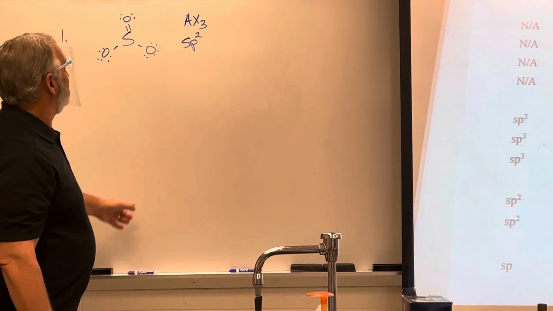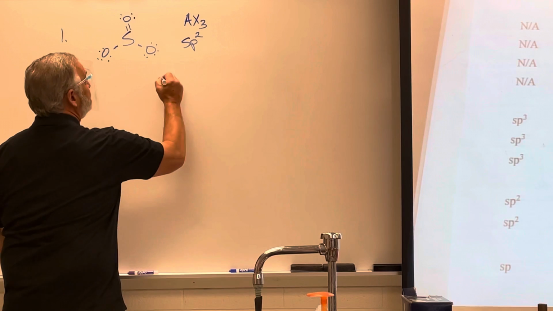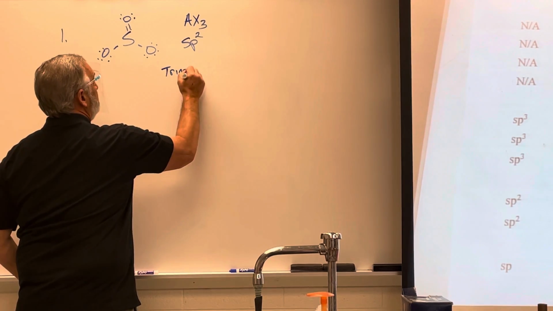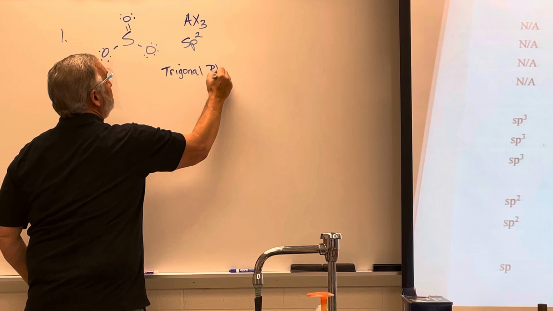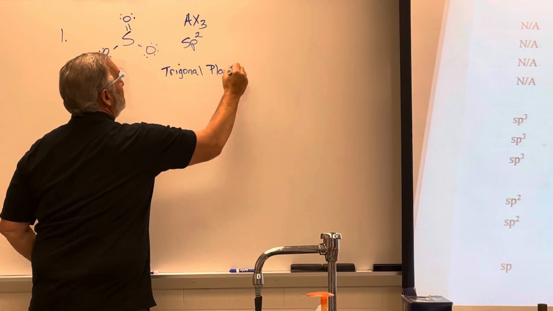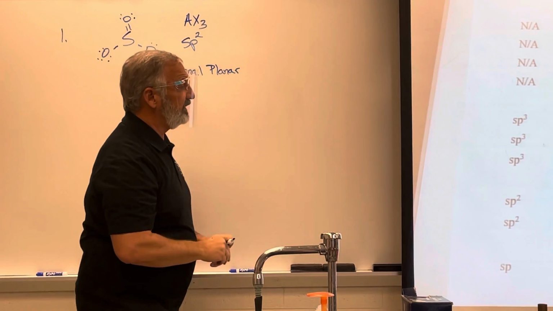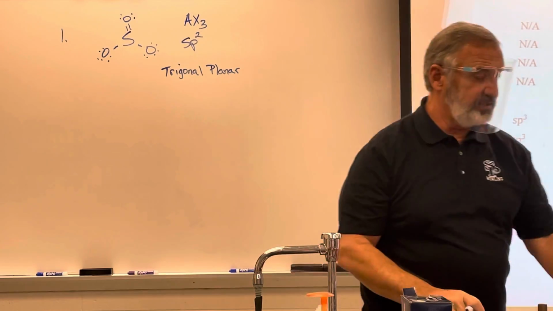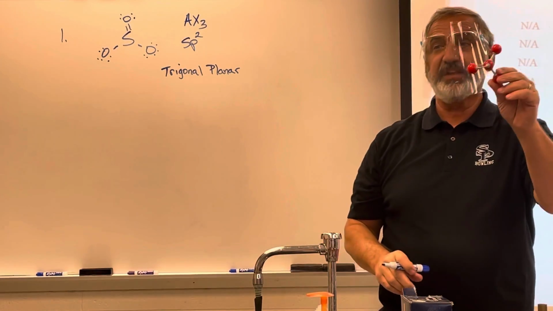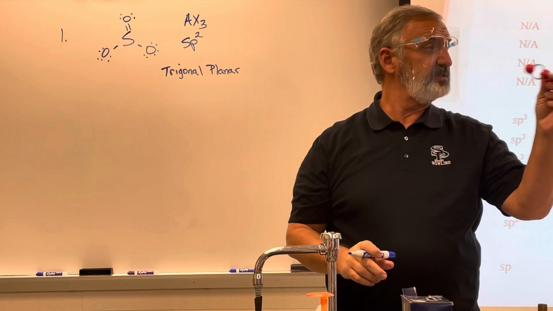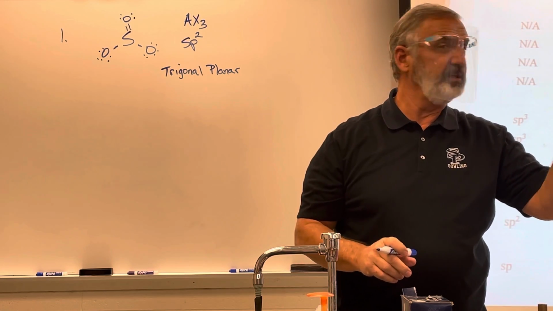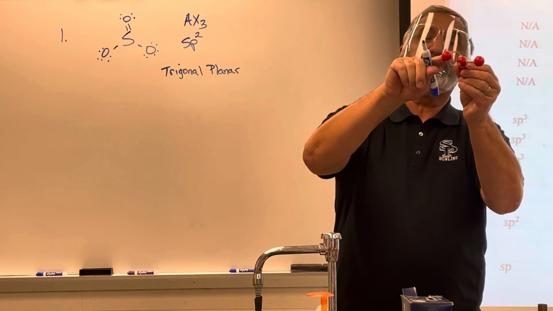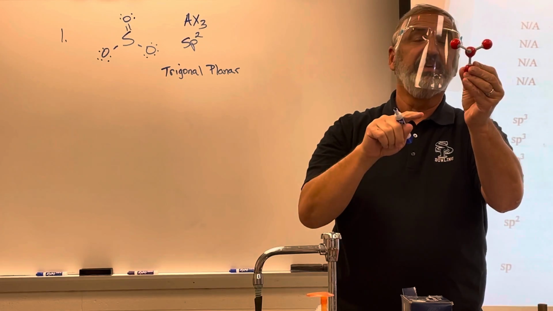But, okay, so now sp2, so then we say trigonal planar. It's kind of a redundant name, because a triangle is always flat. The definition of a triangle is that 3 points define a plane. But this is what it's going to look like. Here's your double bond, single bond, single bond, trigonal planar.